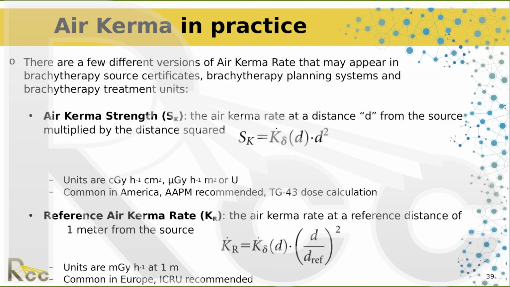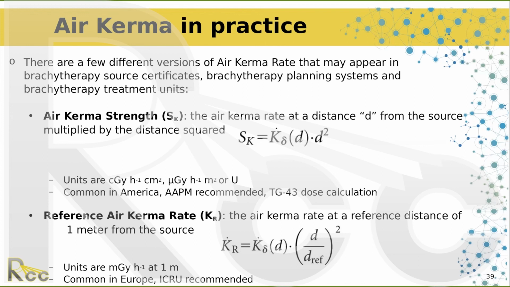So air Kerma in practice. There are a few different versions of air Kerma that appear in brachytherapy source certificates, and it's important to recognize whether you're being given air Kerma strength or reference air Kerma rate. Really the difference is the distance and the units. Air Kerma strength is common in America, and it uses centigray per hour centimeter squared, and sometimes microgray per hour per meter squared, or U. It's important to be aware of these different units and the subtleties.